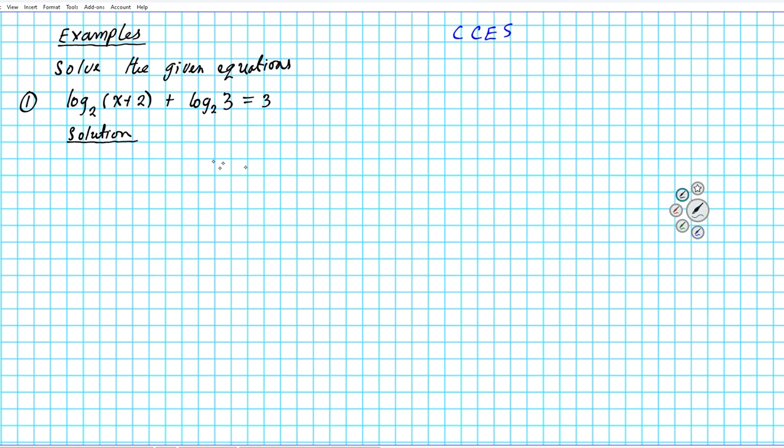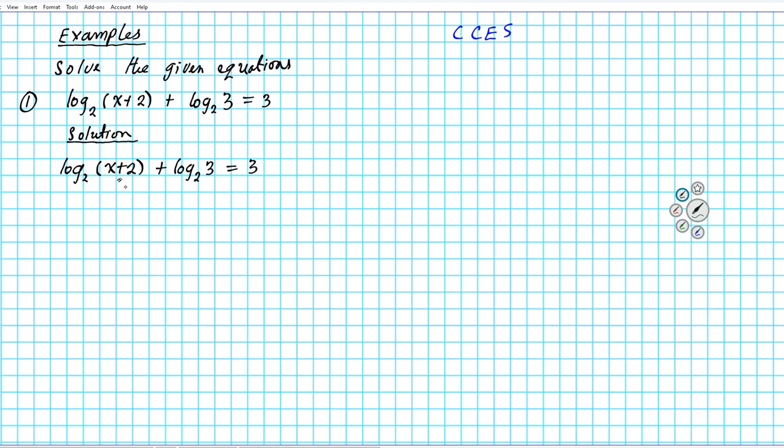So with this equation, log base 2 of x plus 2 plus log base 2 of 3 equals 3, we're going to start by collecting log terms to one side and putting the number on the other side. It's already collected nicely for us. You notice that the 2 log terms are on the left side and the number is on the other side. Excellent. So we're done with the collection part.